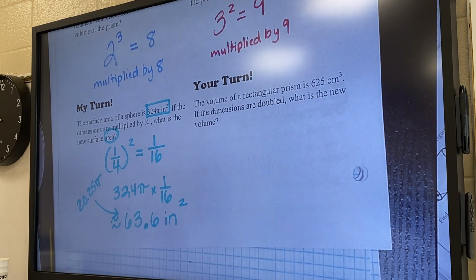This is a nice number. Yes, it is. It's beautiful.